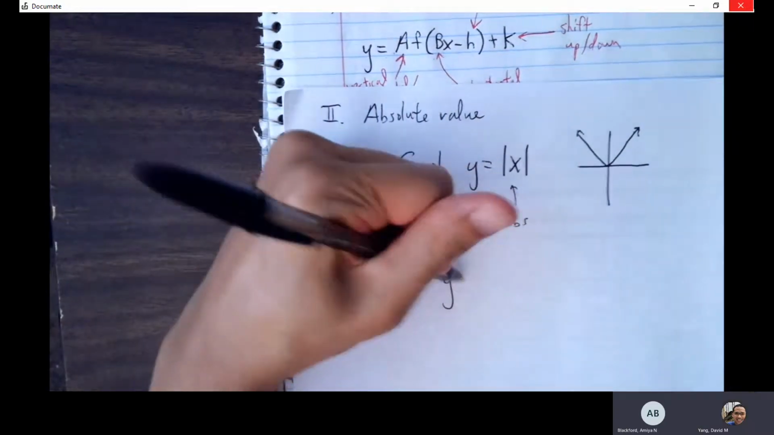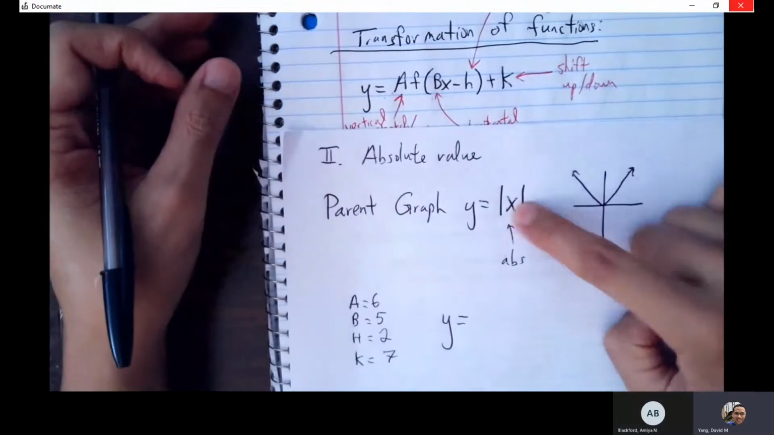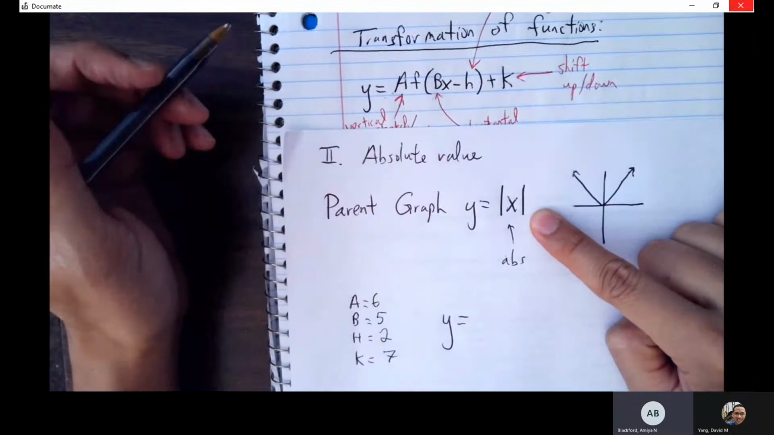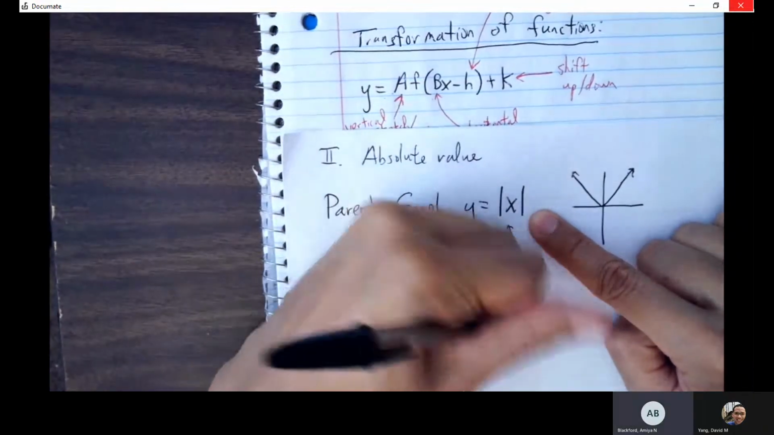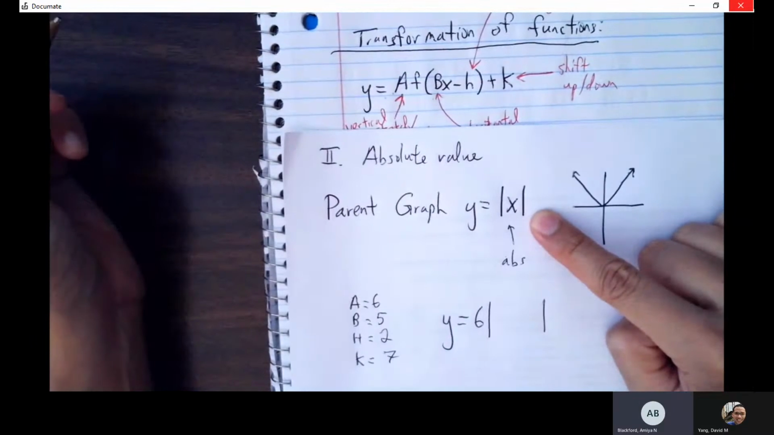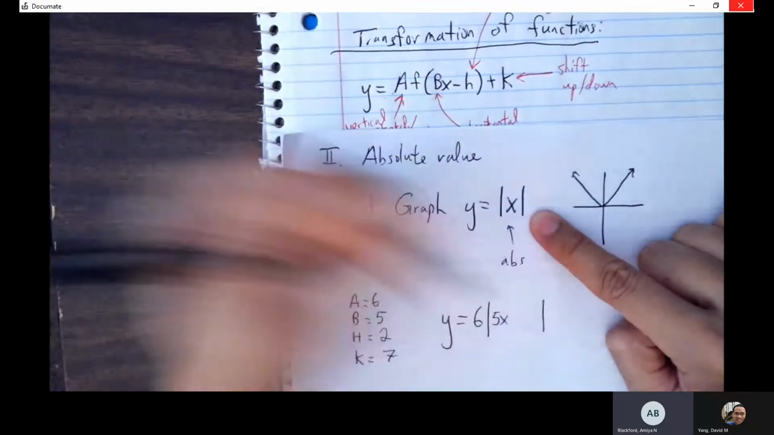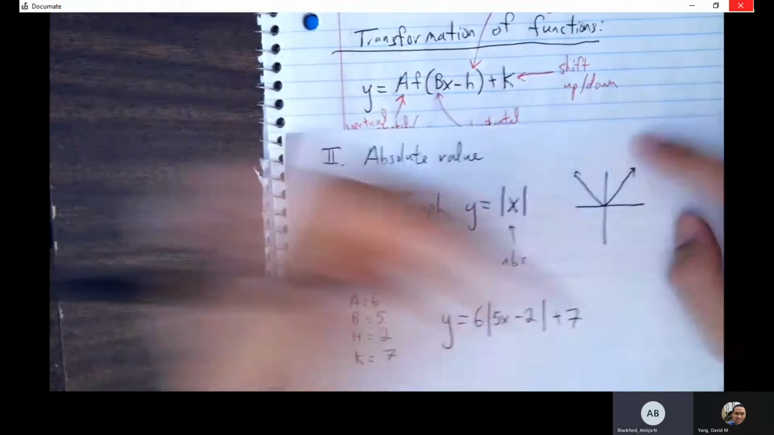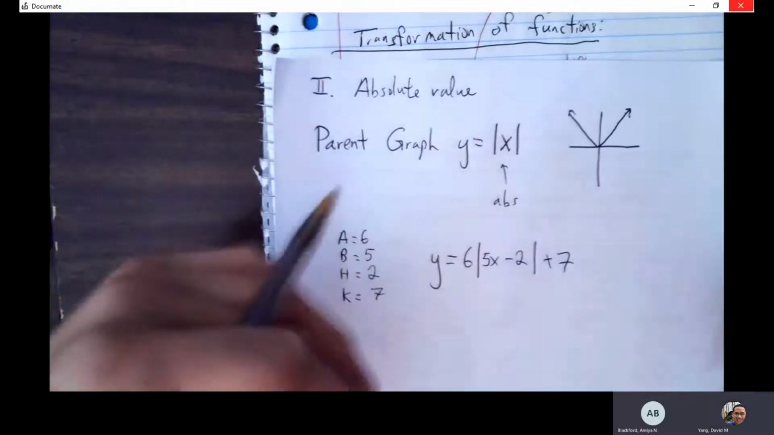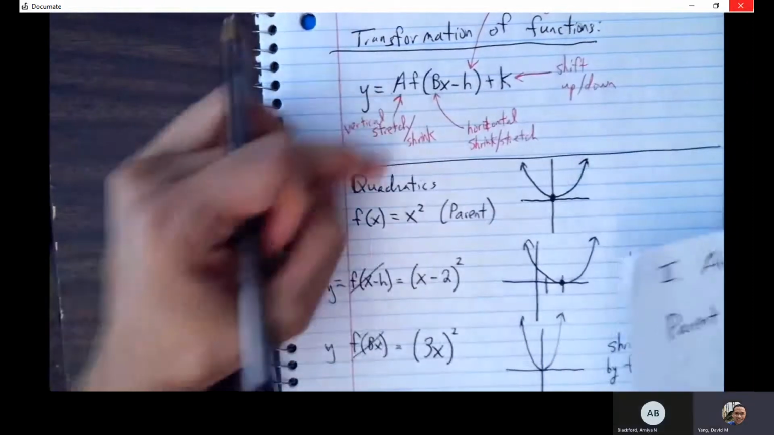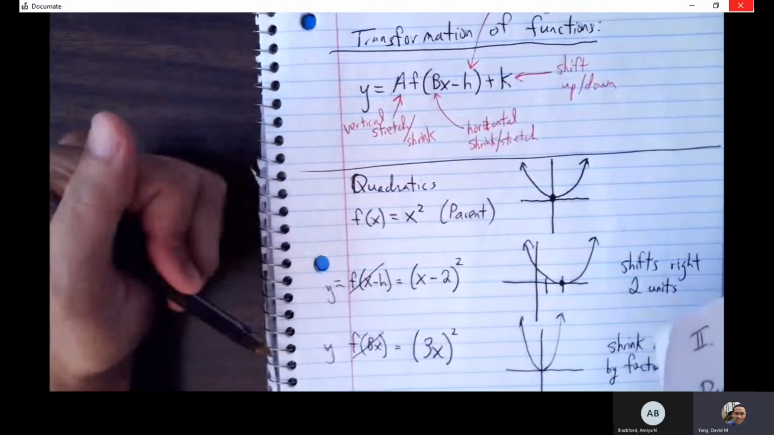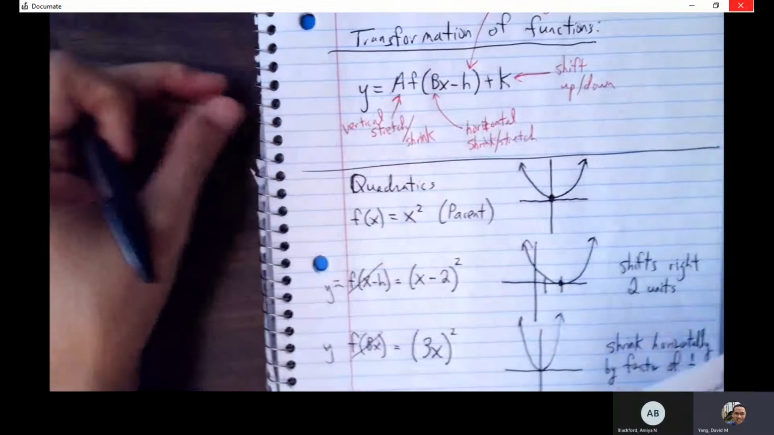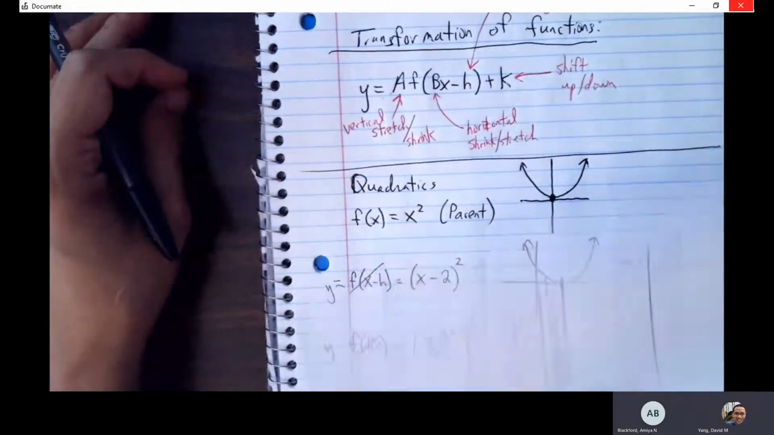So how do you think this will look if you want to put them all within this type of function? It'll be 6, and it'd be 5x minus 2 plus 7. Yeah. But you would do each of the graphs for each of the different transformations that the rubric asks you to do. So all in all, I should be doing like 10 graphs or so.